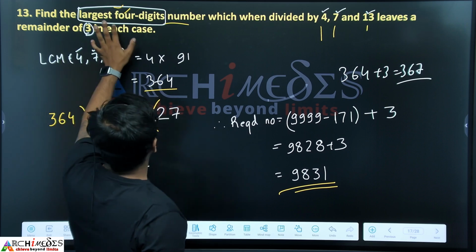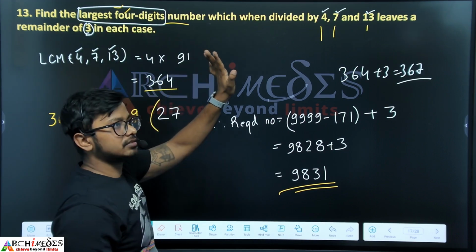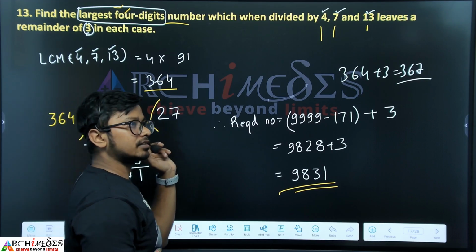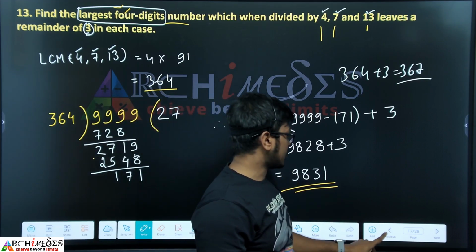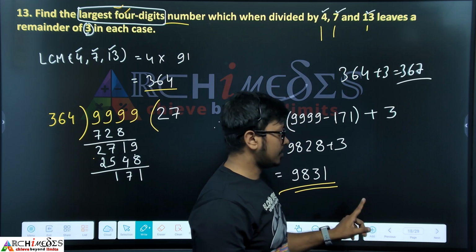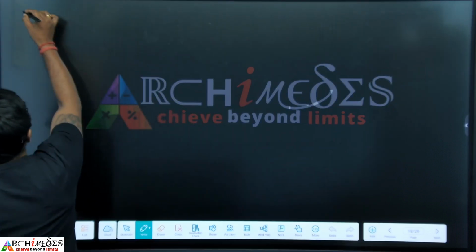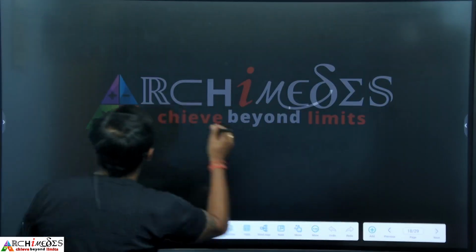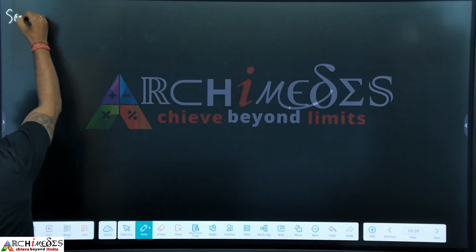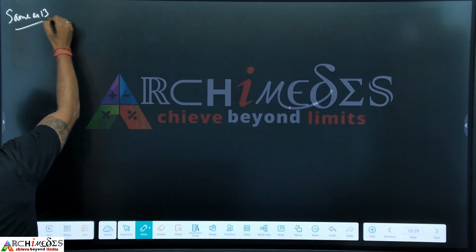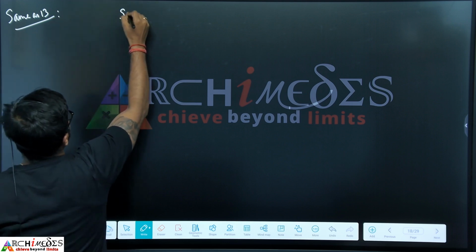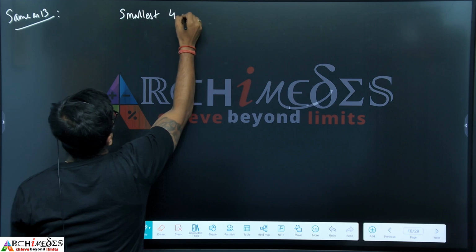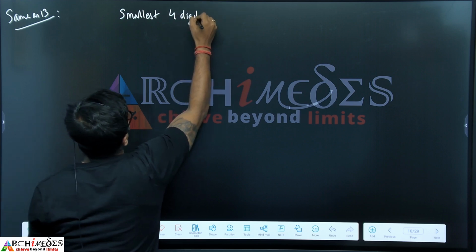Exactly same. The question asks for the largest 5 digit number. In that approach, you have to take 5 9s. Clear? Now listen carefully. I'll add one page, okay? Which number is this? 13. So same as 13, whole question, but in place of largest, I'll do smallest 4 digit number, okay dear?